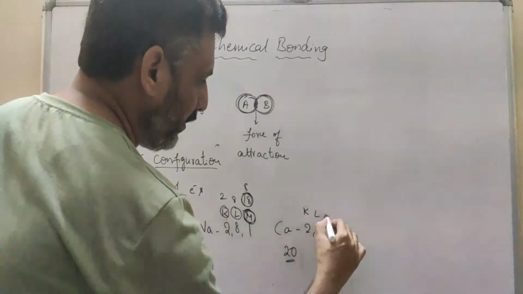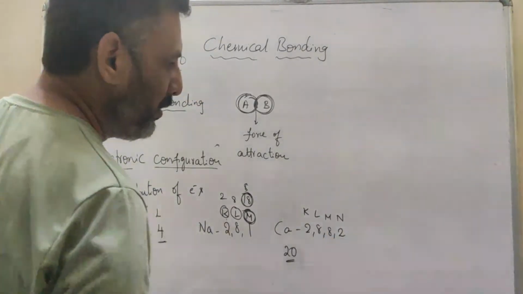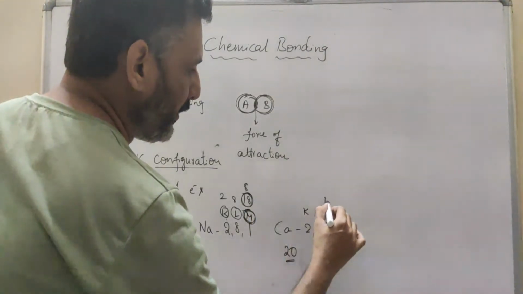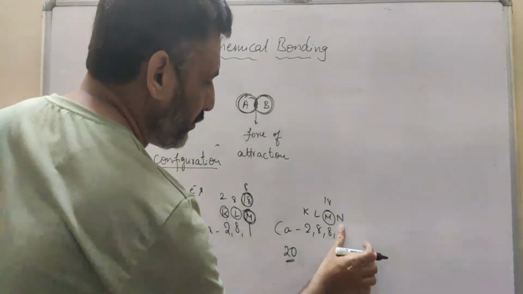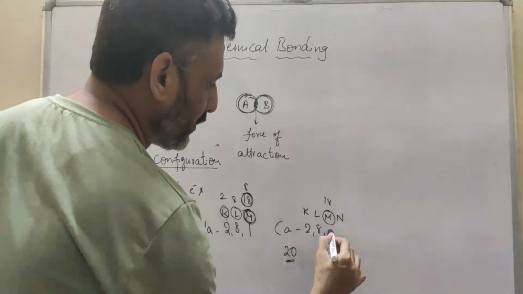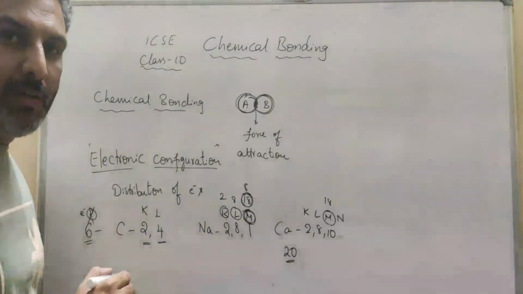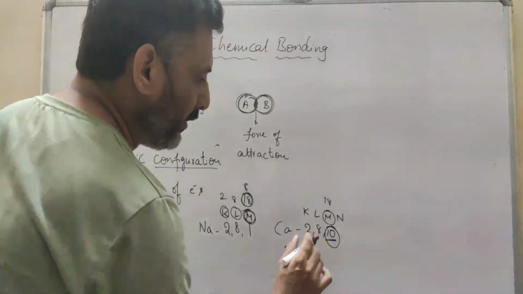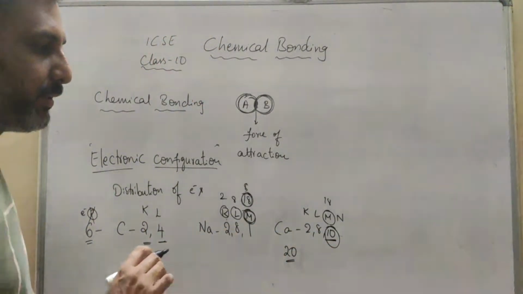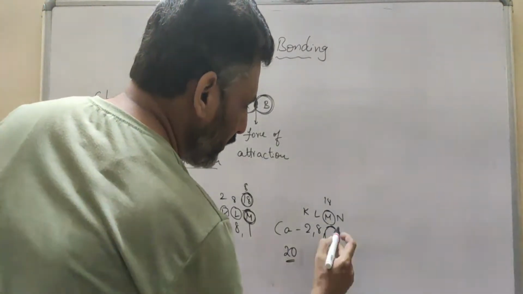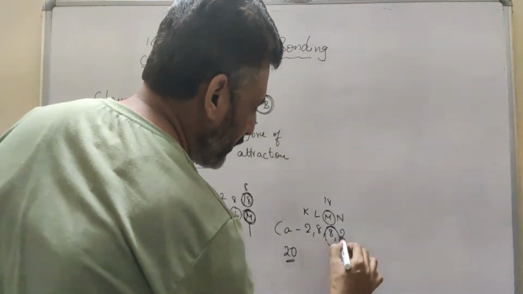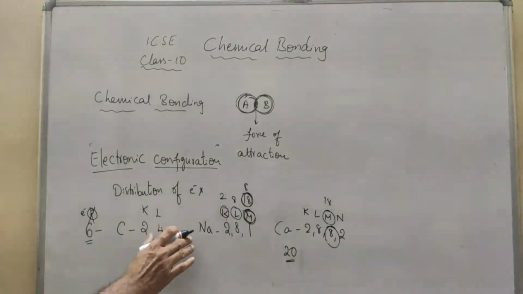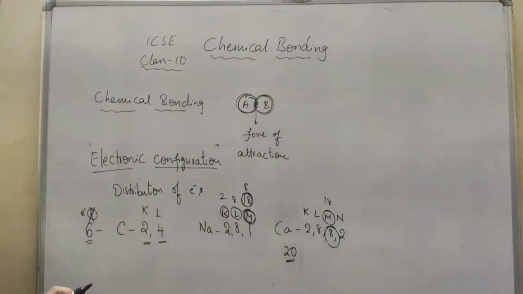So K, L, M, N. The maximum electrons in the M shell can be 18, but if you add these 2 electrons here, it becomes 2, 8, 10. It is not possible for any element to have 10 valence electrons. That's why M can have 8 electrons and the remaining 2 will go to the N shell. So this is the electronic configuration of different elements.